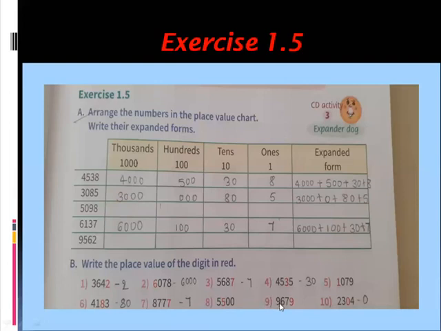Ninth one, 9679. This one also. And then tenth one, 2304. 0 is in tens place, but here also 0 is there. So place value of 0 equals 0 only. Understood now? These two mains, A and B main.